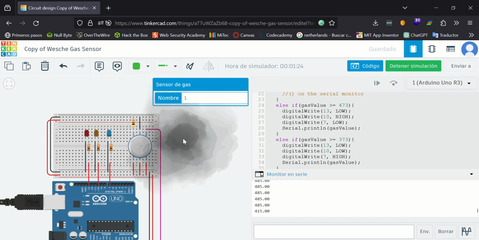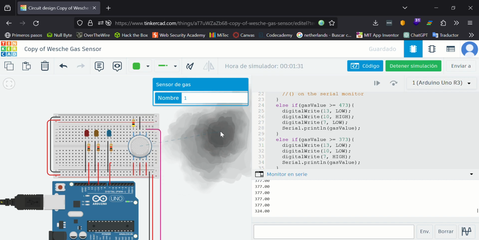And if I move it to the border, you will see that now the value has changed to 377. And if I move it totally away from the sensor, you will see that the value will change to 273. These values are determined in our conditions that you will see in the instructions for building the sensor.